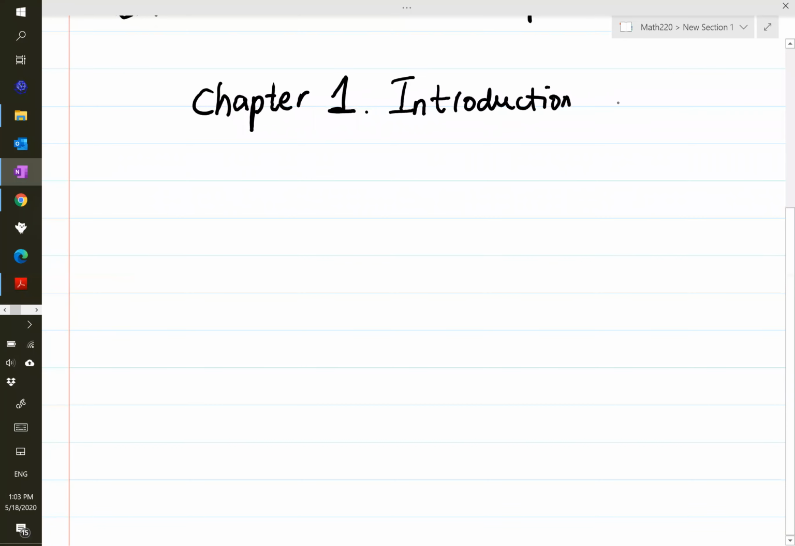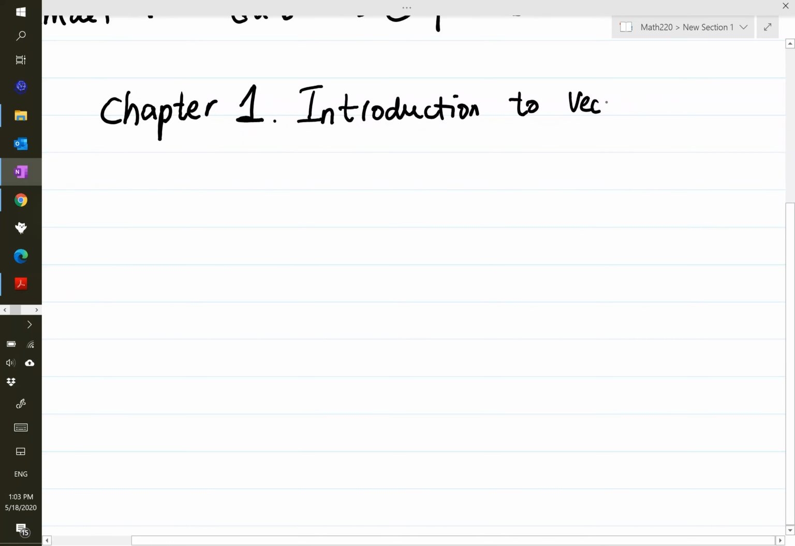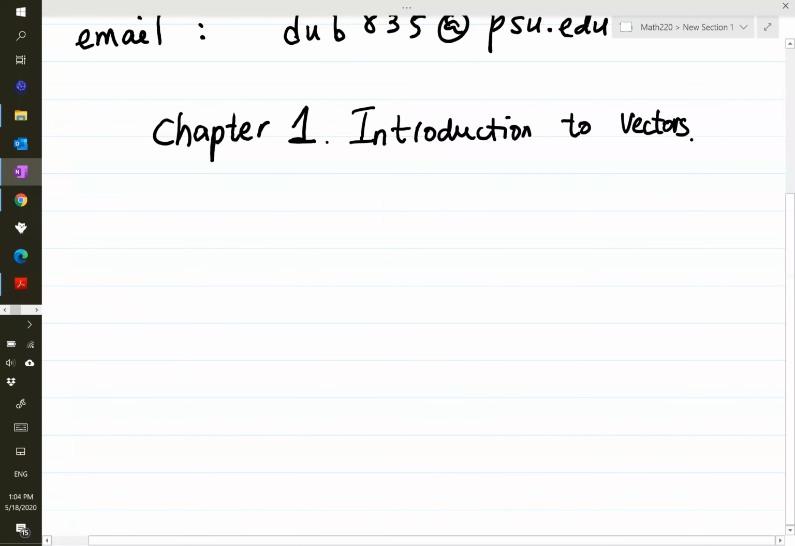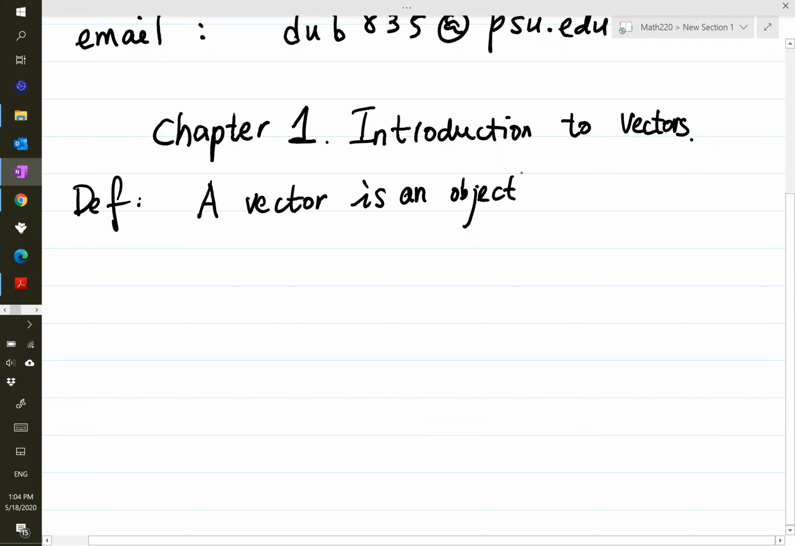Now we will start with chapter 1, introduction to vectors. Now we give a definition. What is a vector? Definition. A vector is an object that has both a magnitude and a direction.